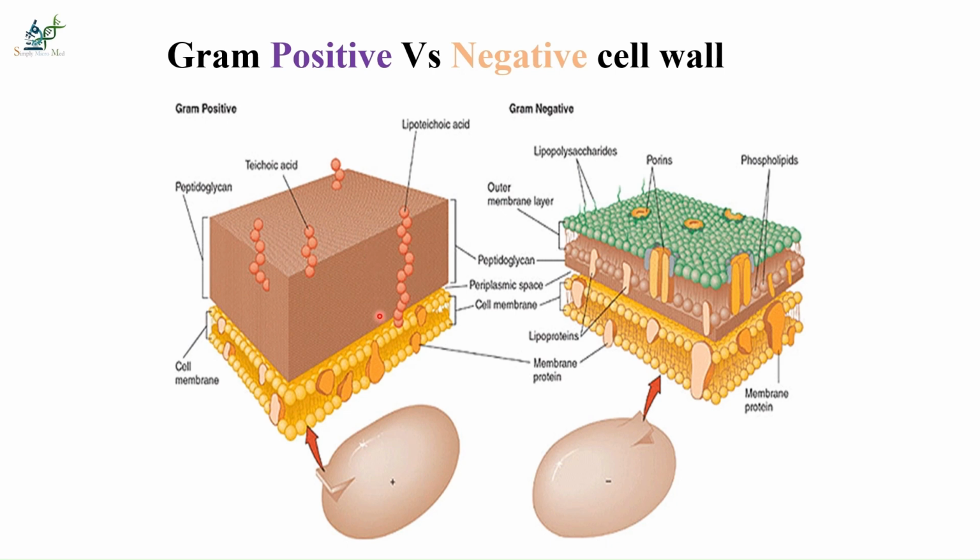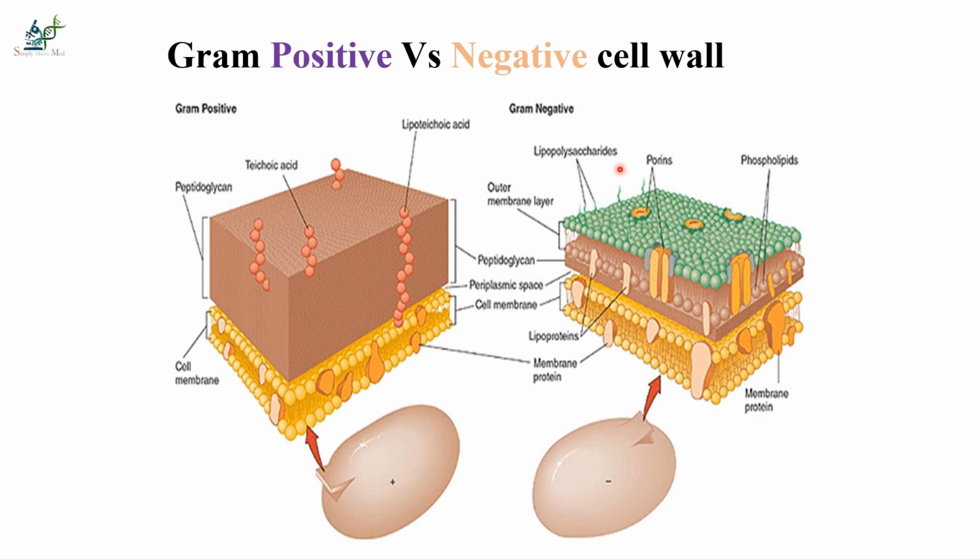Here you can see the thick peptidoglycan layer with teichoic acid and lipoteichoic acid, and this is the thin layer of peptidoglycan layer. Also, teichoic acid and lipoteichoic acid are not seen in these gram-negative organisms. And this is the cell membrane. Here you can see the cell membrane of the gram-negative bacterium.